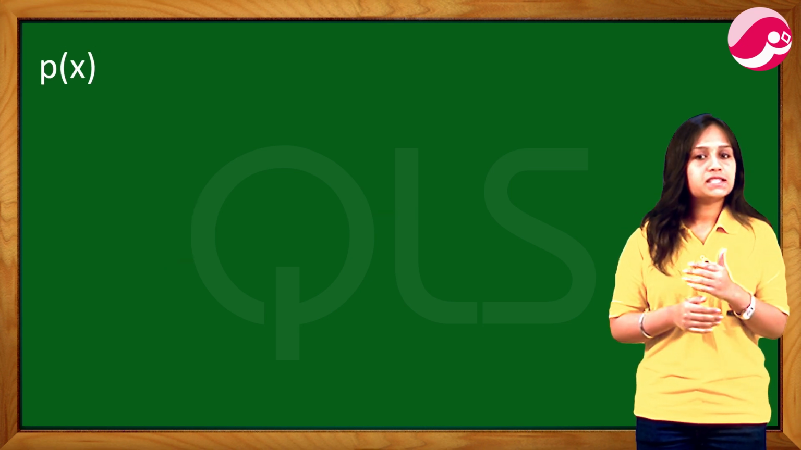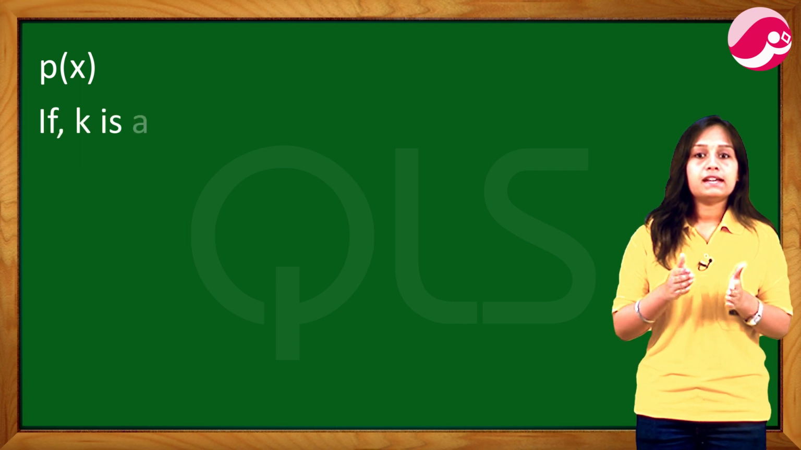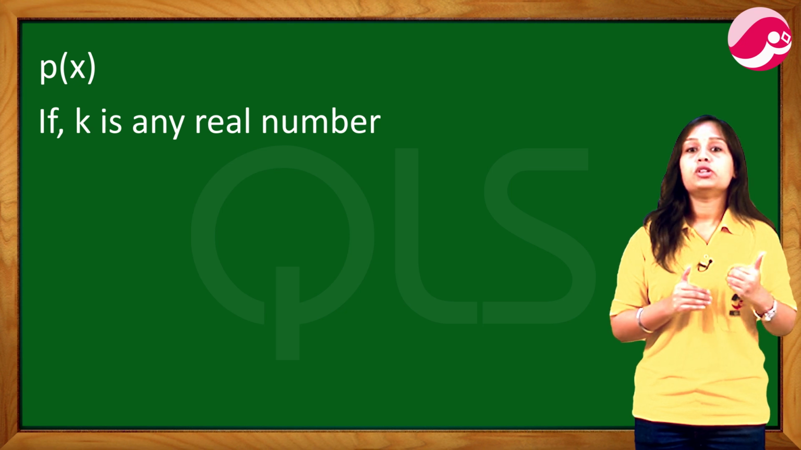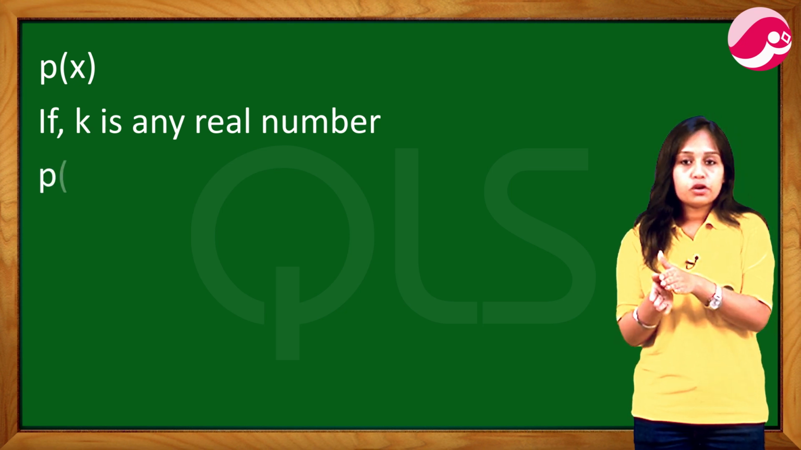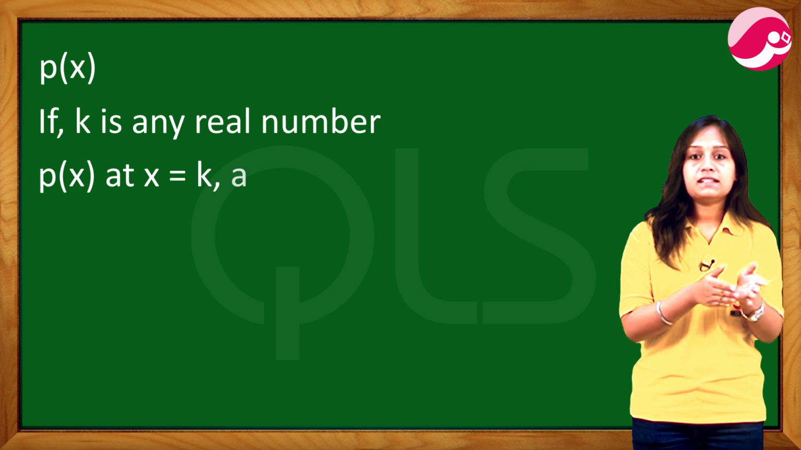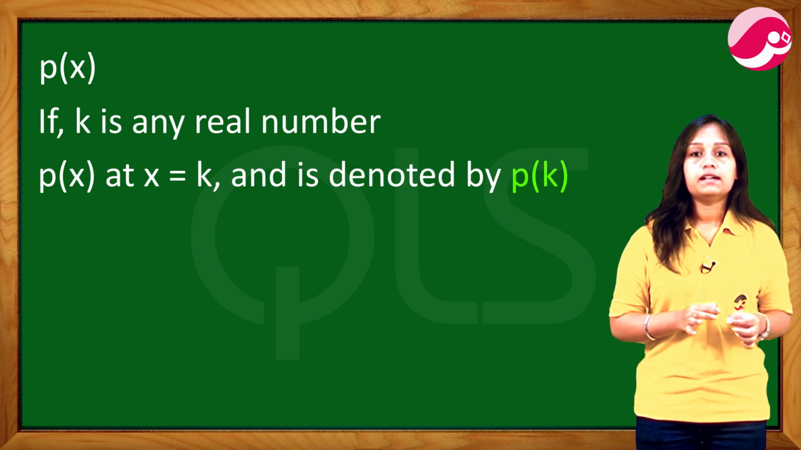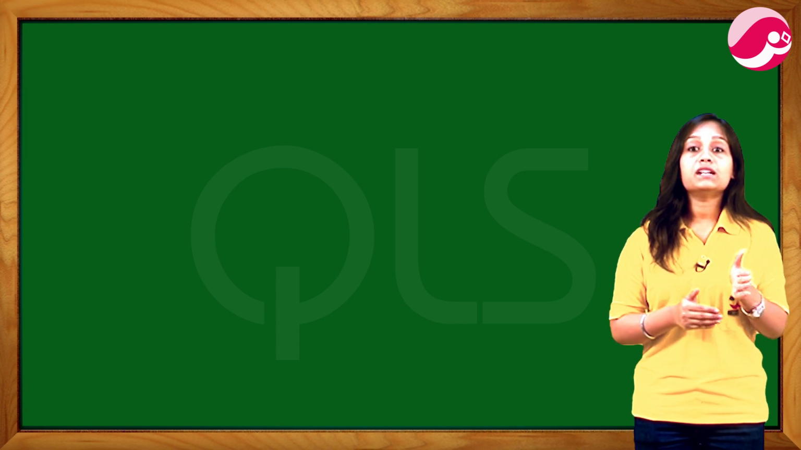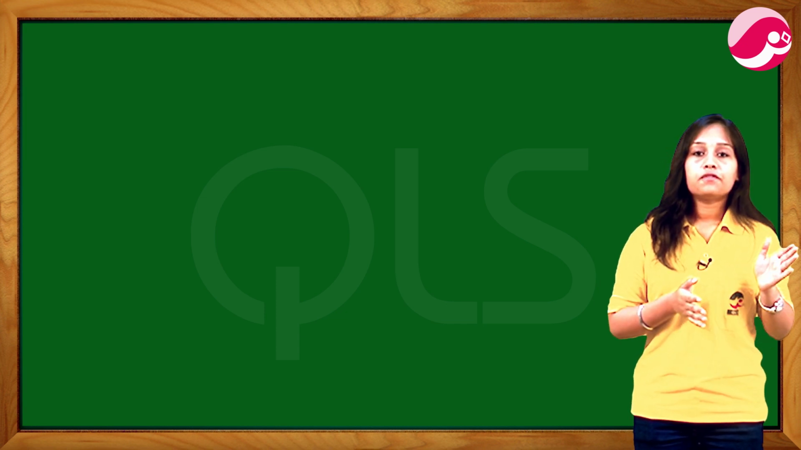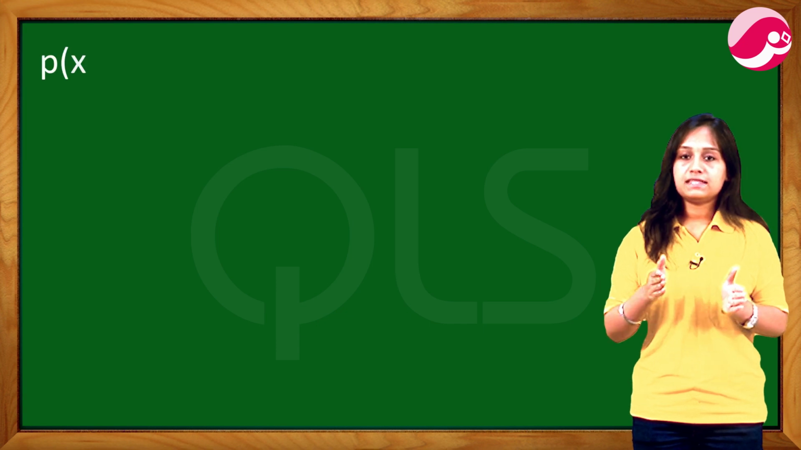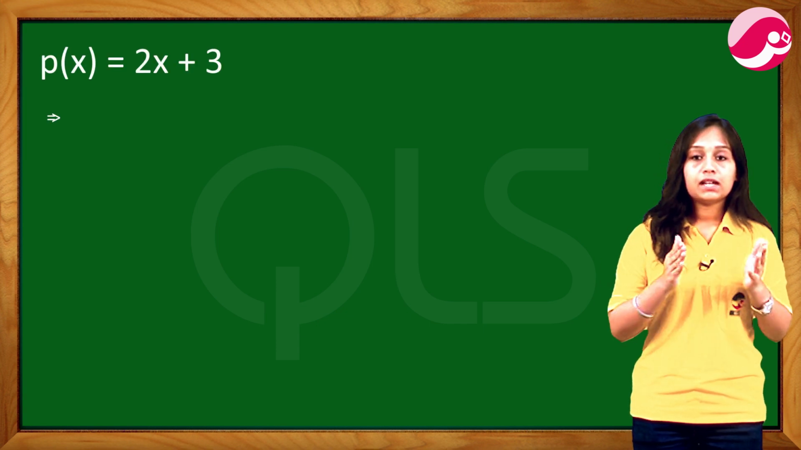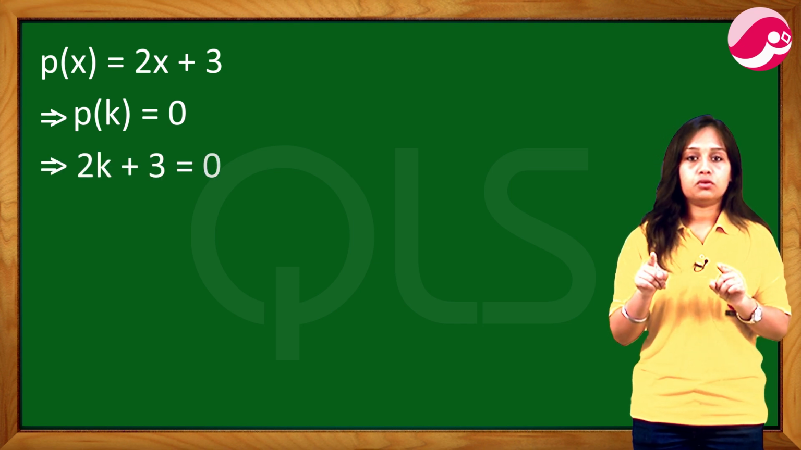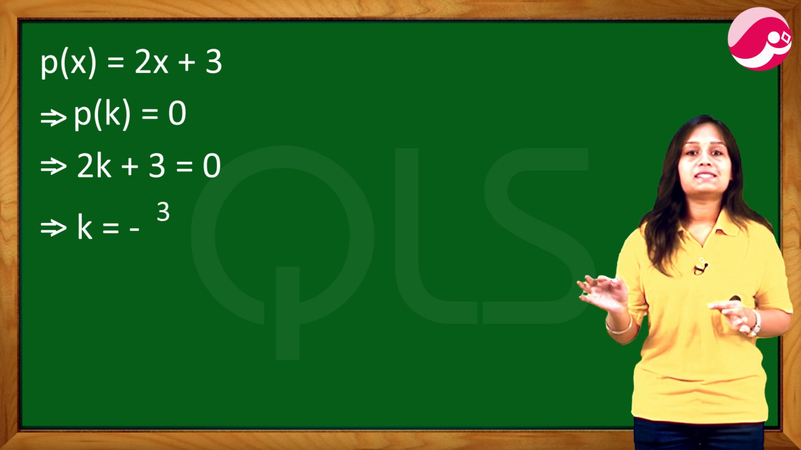So if p of x is a polynomial in x and if k is any real number, then the value obtained by replacing x by k in p of x is called the value of p of x at x equal to k and is denoted by p of k. Now guys, you have already studied in class 9th how to find the zeros of a linear polynomial. For example, if k is a zero of p of x equal to 2x plus 3, then p of k is equal to 0 gives us 2k plus 3 equal to 0, that is k equal to minus 3 by 2.